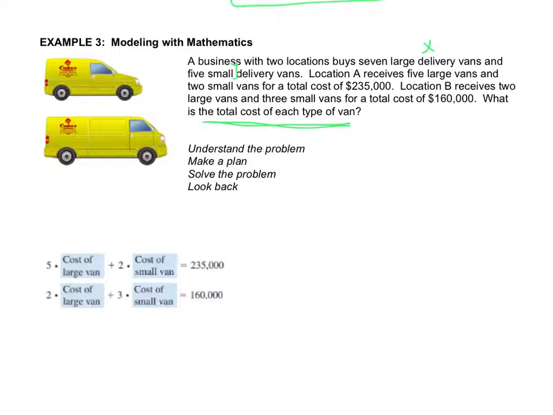verbal model here. So here's the first location. We have 5 large vans at some cost, which we said the large ones were X, plus 2 small vans of the cost of the small van, which we said was Y. When I multiply 5X, I know the amount of money we spent on large, 2Y, the amount of money I spent on smalls, I know that my bill is $235,000.